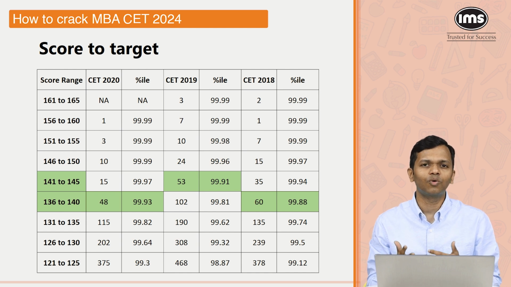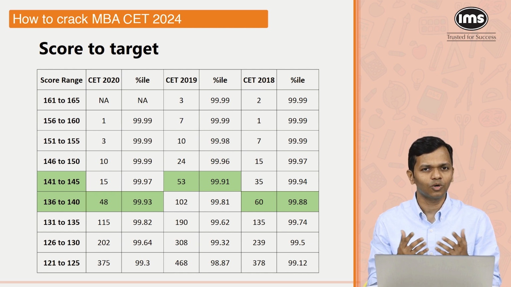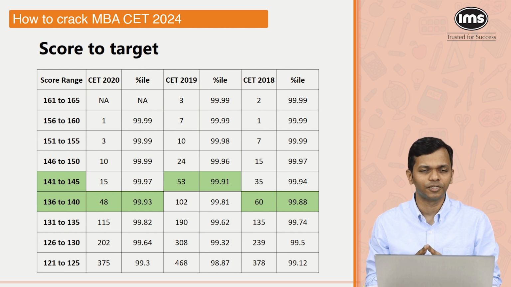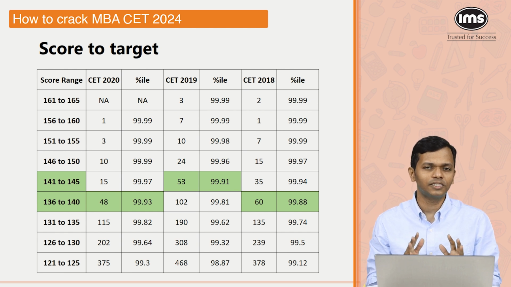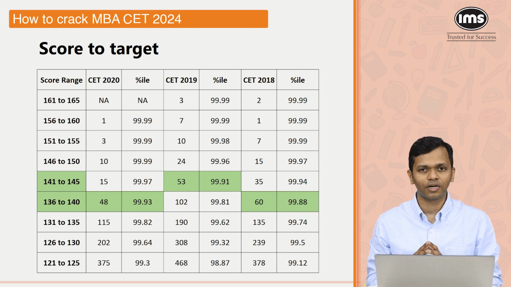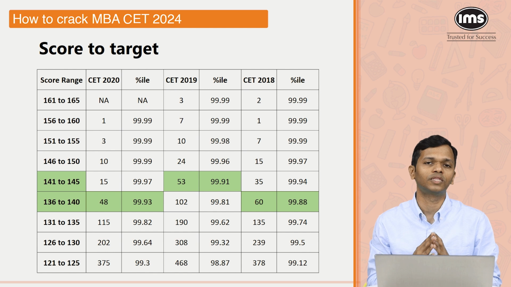Now, depending on how difficult the paper is, these cutoffs and the benchmarks are going to obviously change. But 3-year data at least tells a story. It tells you that if you are targeting JBIMS, you definitely should be targeting a score of 136 plus. If the paper turns out to be easy, that number can go even as high as 150.